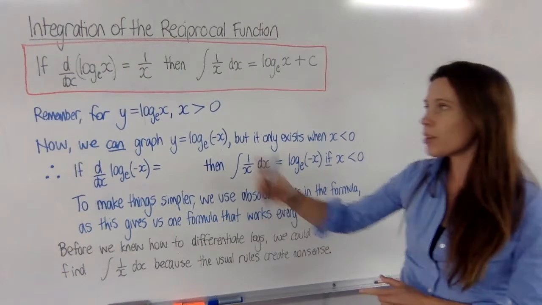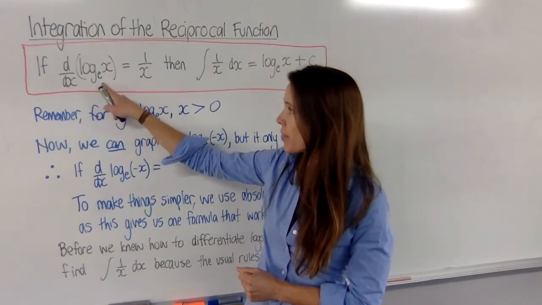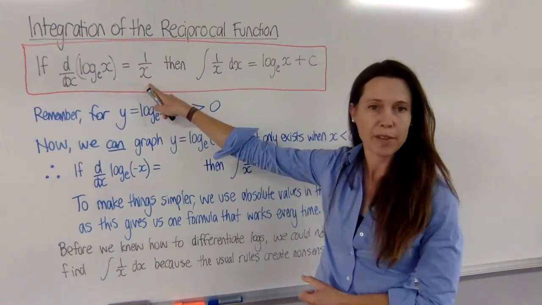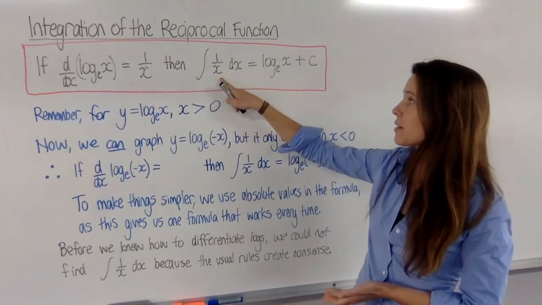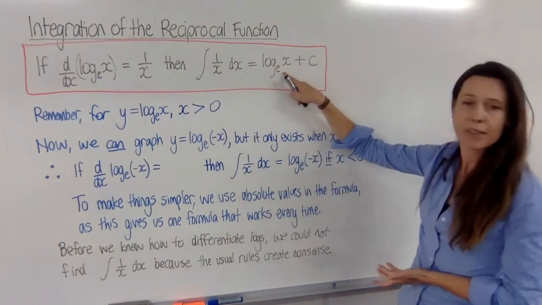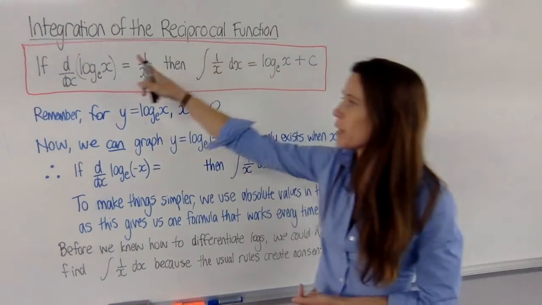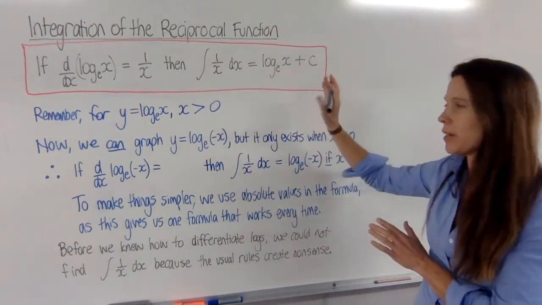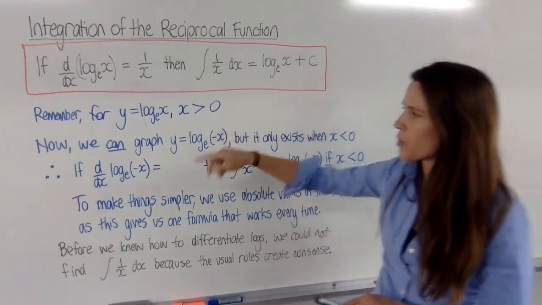Now, we have already learnt how to differentiate logs, and we know that if we differentiate this, we get 1 over x. So then it makes complete sense that if we integrate 1 over x, we're going to get the natural log of x plus some constant. So we've got this rule here, but we're going to add to it in a moment. This is the base thing, it's not quite finished. Now I need to do some thinking.